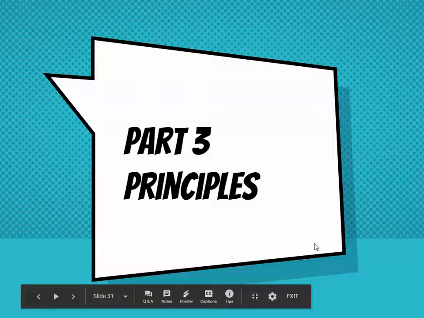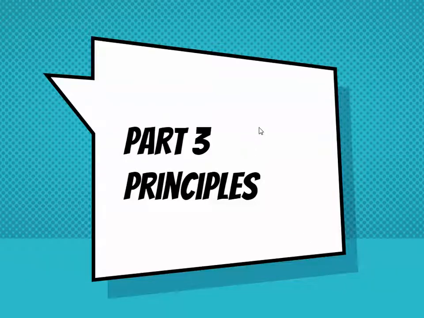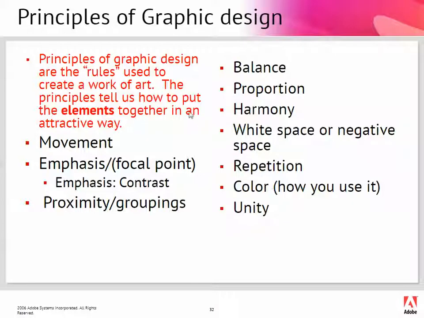All right, ladies and gentlemen and graphic designers, so far we've learned about what is a logo, we've learned about the elements of graphic design, and now we're going to learn about the principles of graphic design. The principles are basically how you use the elements. You could put line, shapes, colors, and textures together and have a really crummy looking logo or magazine layout. But if you follow some guidelines, some rules, you can have a really nice one. So here are the rules: movement, emphasis, proximity, balance, proportion, harmony, white space, repetition, color, and unity.